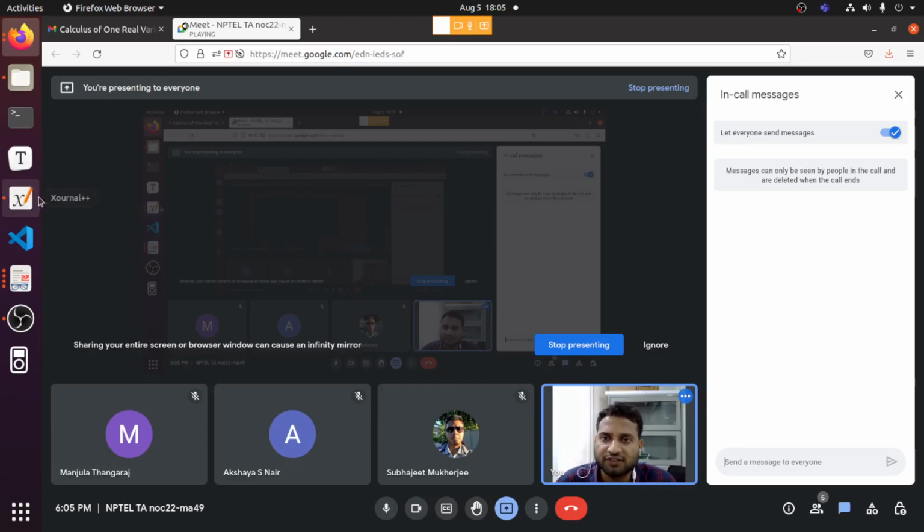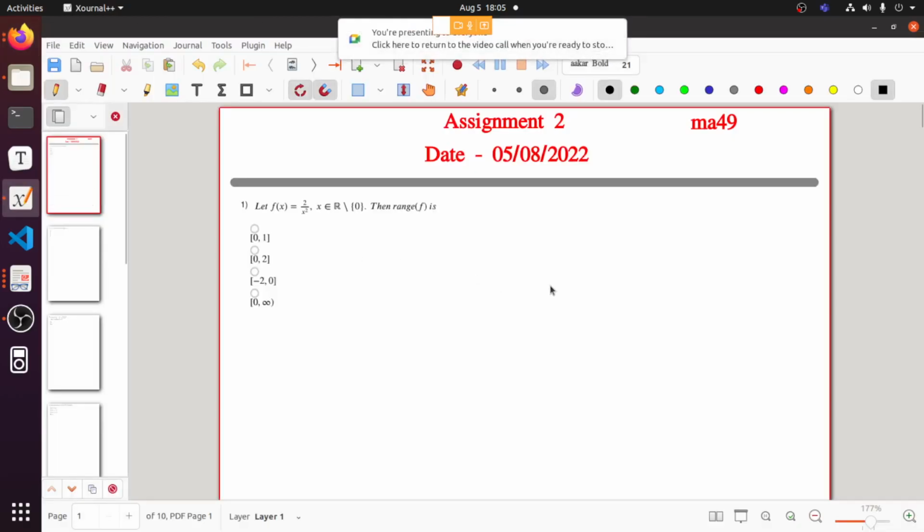Okay, so let me open the PDF. Everyone can see my PDF, right? The assignment 2. Is it visible? Yes, sir.